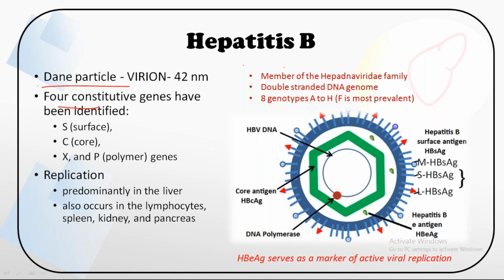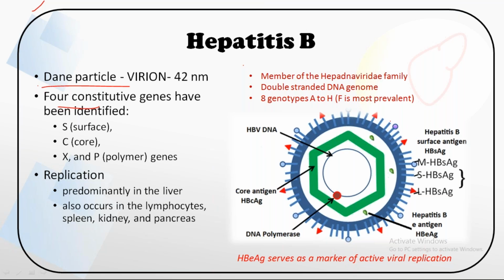And 8 genome types are there, A to H. Now, 4 consecutive genes are seen. One is the surface gene, second is the core antigen gene, and then X and P polymerase genes are there. So each gene is responsible for some protein, including transcription and other activities. If you look at the structure, most of the replication is in the liver, and some other tissues are also sometimes infected, like lymph nodes, spleen, kidney and pancreas.